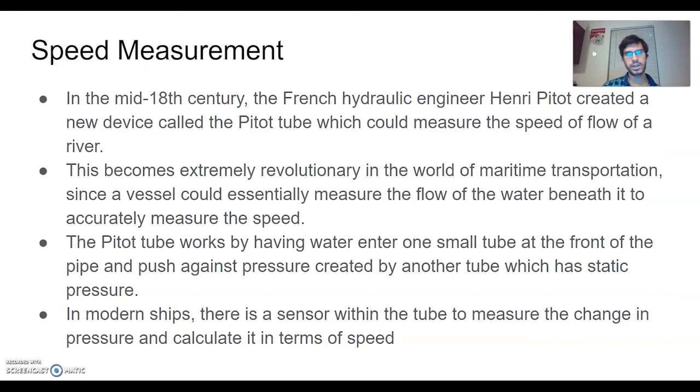For speed measurement, there was a French hydraulic engineer named Henri Pitot in the mid 18th century, and he created a Pitot tube, which essentially measures the speed of flow in a river. The way it works is water will enter one tube, and it will push against the pressure of another tube that's also within it. And this pressure is measured by a sensor in modern ships that allows you to translate that change in pressure into speed, in terms of nautical miles.